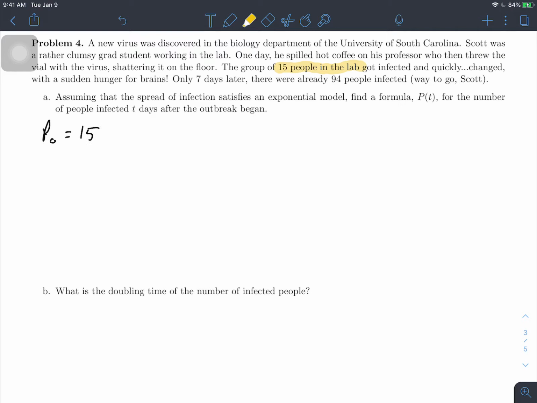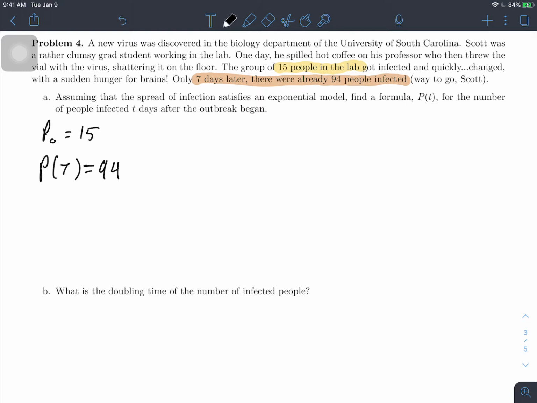Assuming that the spread of the infection satisfies an exponential model, we want to find a formula P of t for the number of people infected t days after the outbreak began. So we should be looking for an equation of P of t equals P naught times a to the power t, where we're not quite sure what a is yet. Well, we can figure out a. It's not an issue.